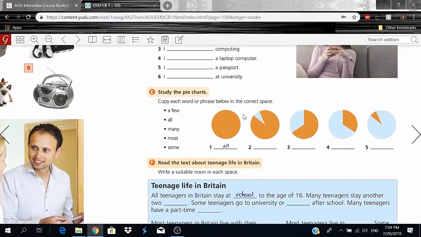Here we have the pie charts, and I'm personally a big fan of pie charts. They make reading statistics so much easier. You'll understand why in a second. So copy each word or phrase below in the correct space. So here we have a full ball, an orange circle, and then some of that circle turns kind of sky blue, right? And then it grows more.